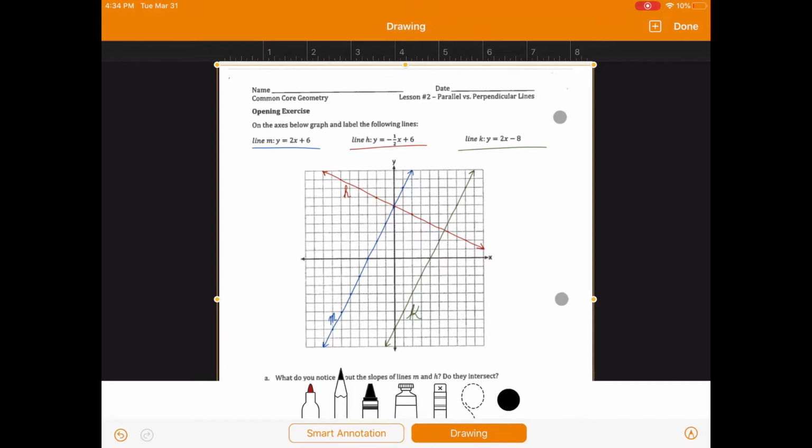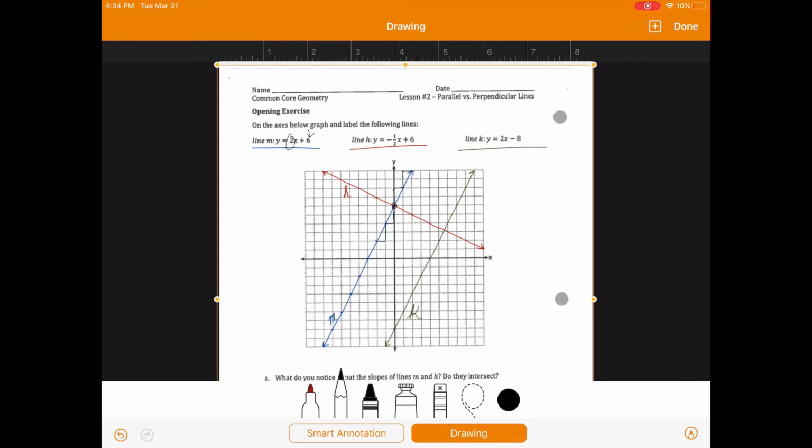In the blue one, it says that the y-intercept is going to be 6, so that's why we started off here. And the slope is 2, so you go up 2 over 1, up 2 over 1. And then in the opposite direction, down 2 over 1, down 2 over 1. And you're going to do the same type of thing for the other 2. And your line should look like this.